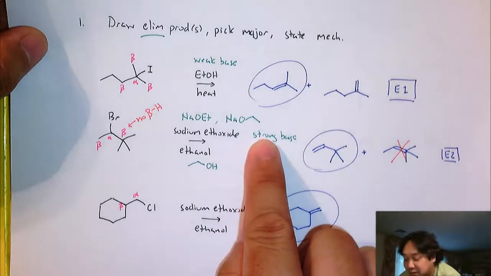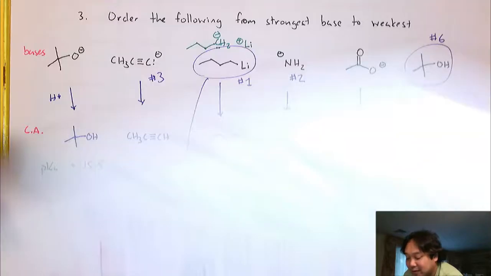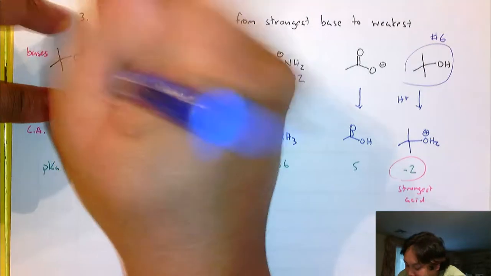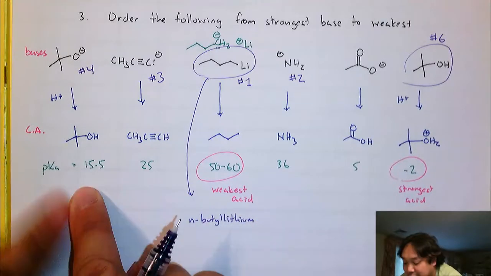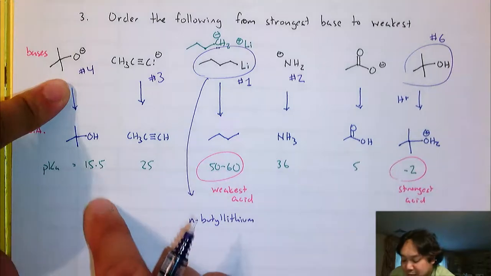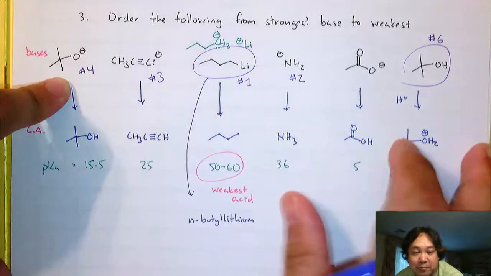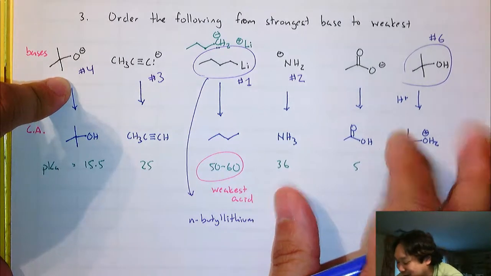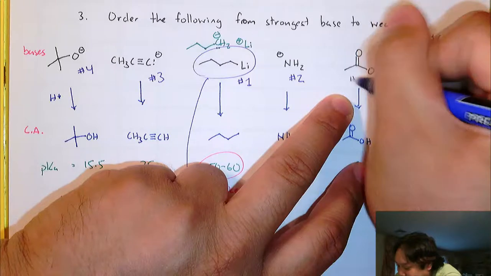You could use them because they're still stronger than O-. Because look at the O- there. That's number 4, right? 1, 2, 3, 4. So anything more basic than this, you can use to do an E2 mechanism. Now you wouldn't want to do an E2 mechanism using this base, number 5.